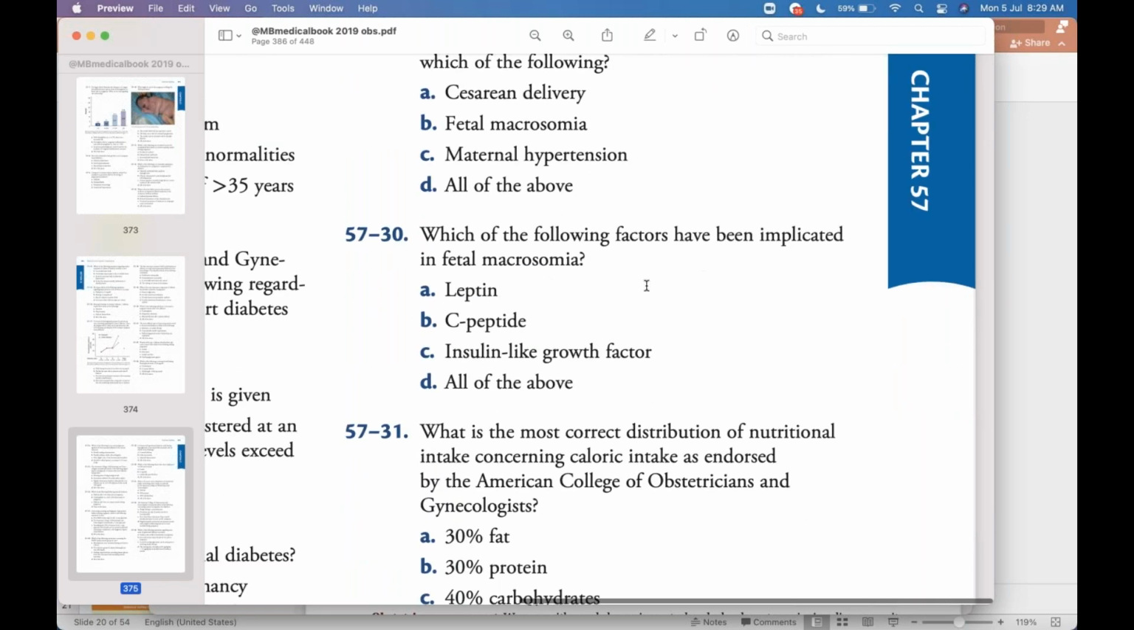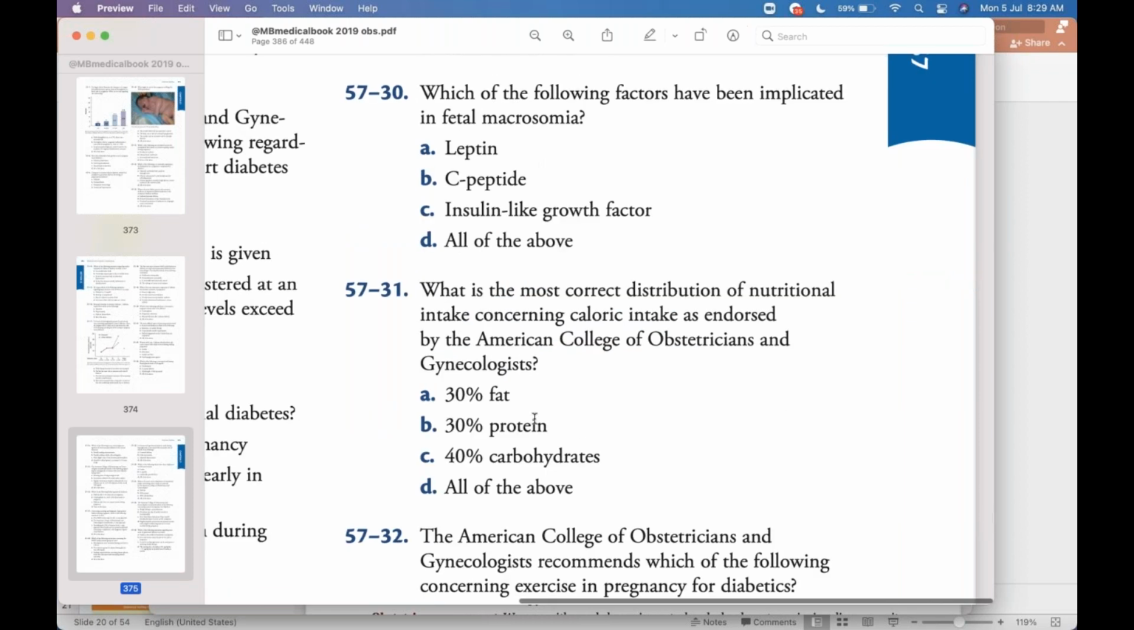And which of the following factors have been implicated in fetal macrosomia? We have discussed this already. The most common important factor is insulin-like growth factor, but there are others, leptin and C-peptide as well. So the answer is all of the above.